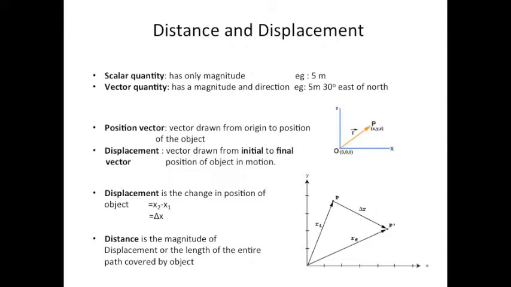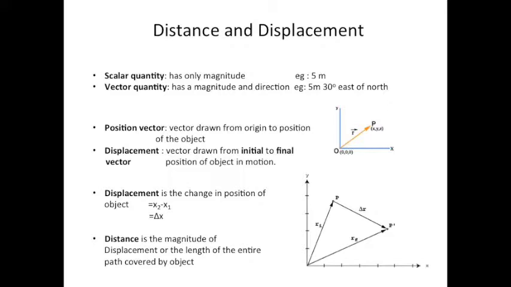Now, what is distance and displacement, and what are their differences? First of all, we need to know what's a scalar and a vector. A scalar only has a magnitude, example 5 meters. A vector, on the other hand, has a magnitude as well as a direction. So for example, I'll give 5 meters and in some direction, like 30 degrees east of north, or 30 degrees to the left, so some indication of a direction. So just think about an arrowhead.